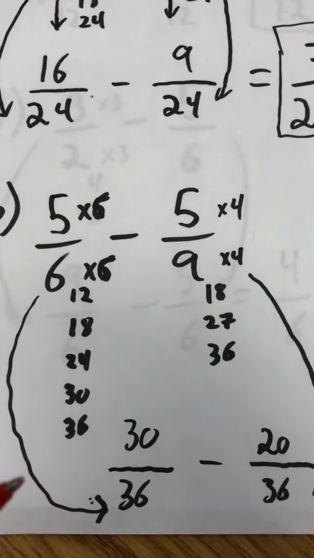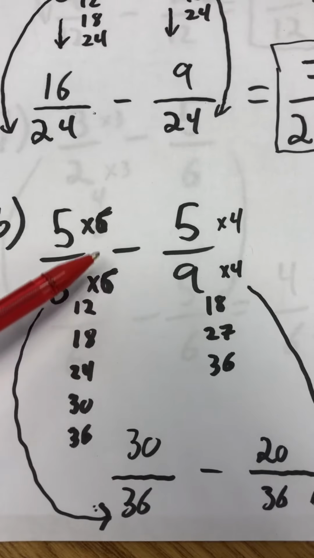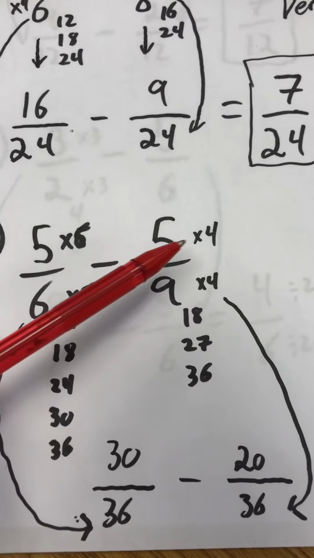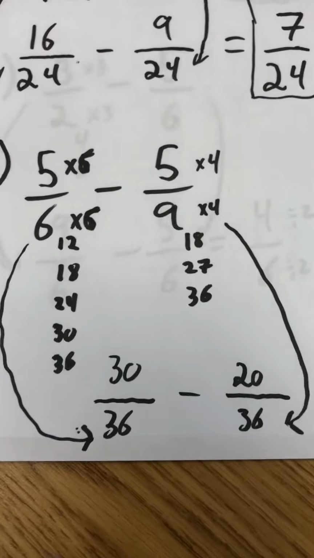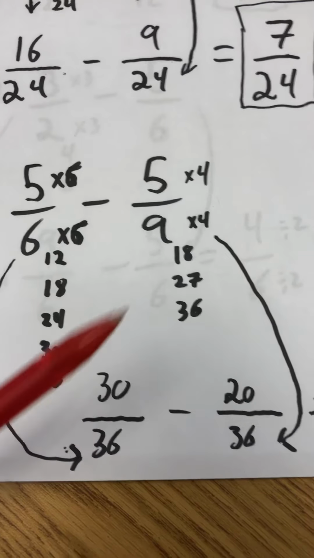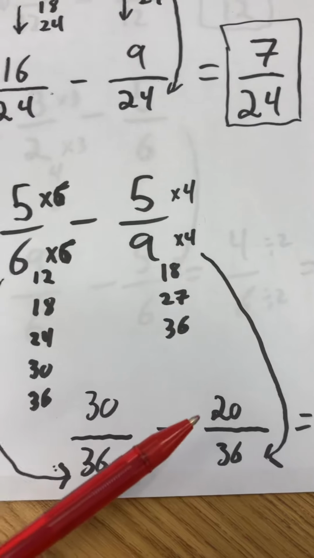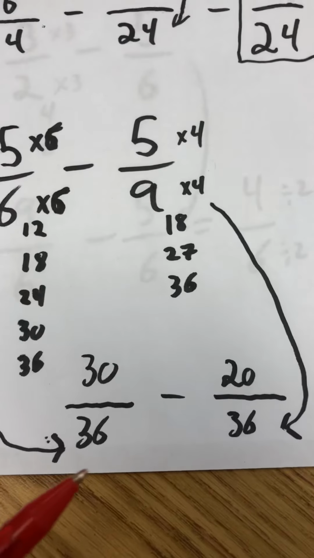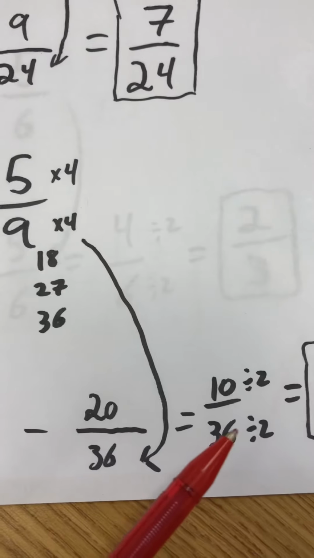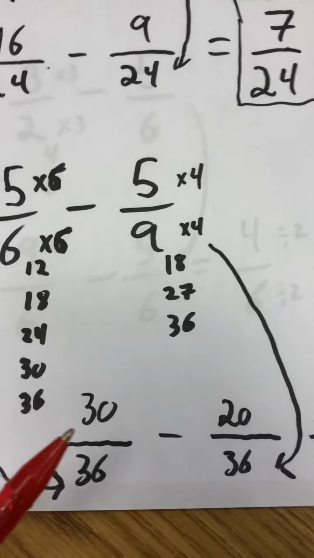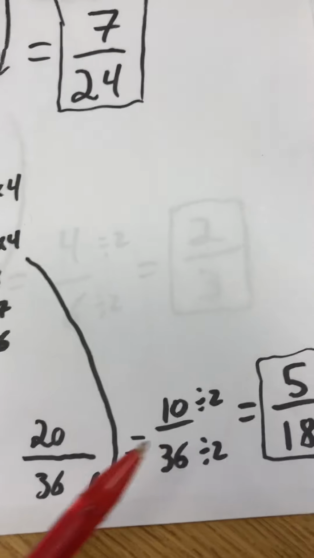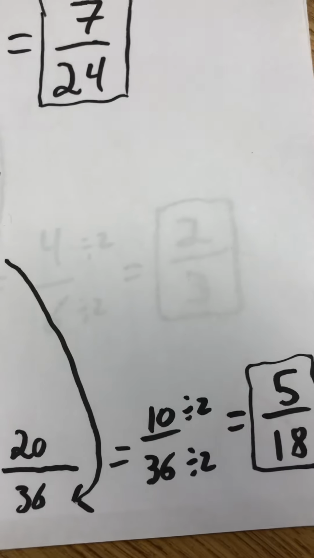So do whatever you did to the bottom to the top. Times it by 6, we're going to times the 5 by 6, times this by 4, so we're going to times the 5 by 4. There's where we get our new fractions. So the 5 times 6 is 30, the 5 times 4 is 20. Now that we have our new fractions, we have common denominators. We can slide over that denominator, so 36 slides over here. 30 minus 20 equals 10. 10 over 36 will get you half a mark.